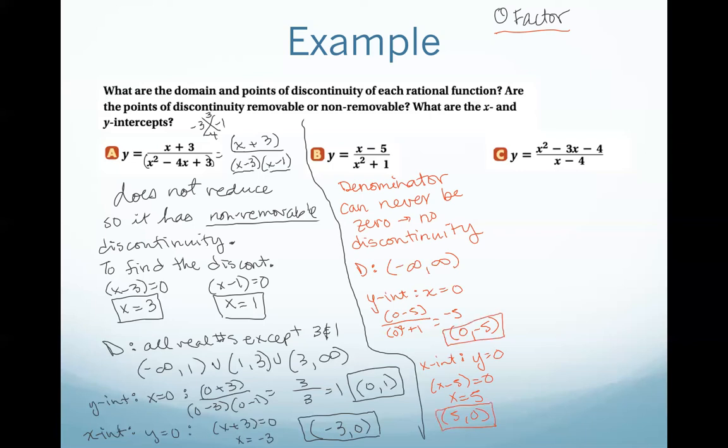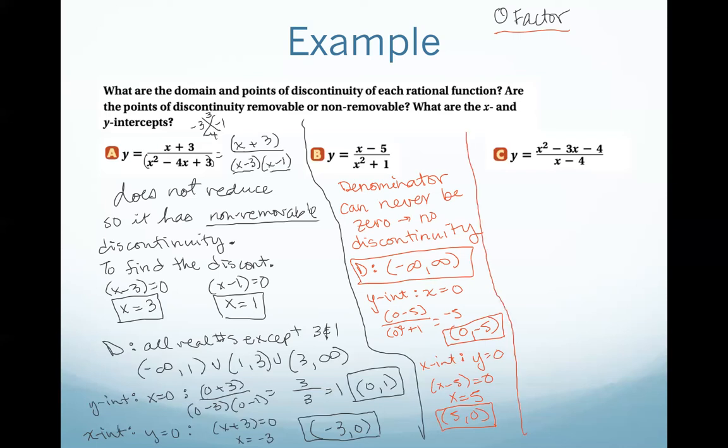And then we go back and make sure we answered all the questions. We found the domain. There were no points of discontinuity, so they can't be removable or non-removable if they don't exist. And then we found the x and y intercepts.